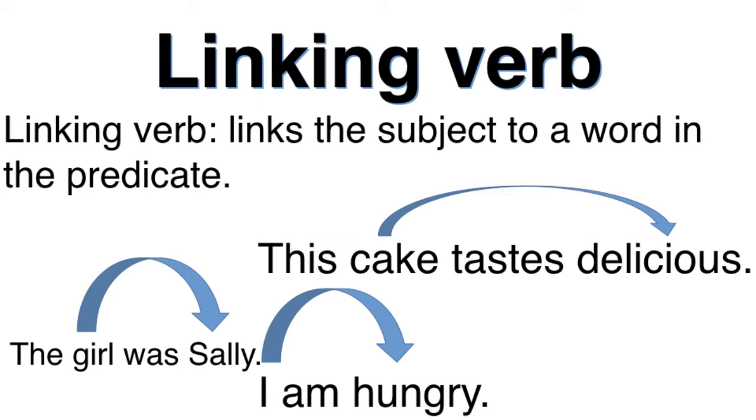But these are also linking verbs because I and hungry are the same thing. This cake tastes delicious. A cake doesn't actually eat delicious. The cake is delicious. So the word taste in this sentence is a linking verb.